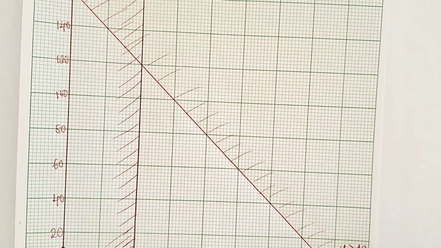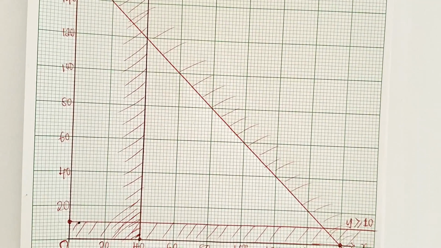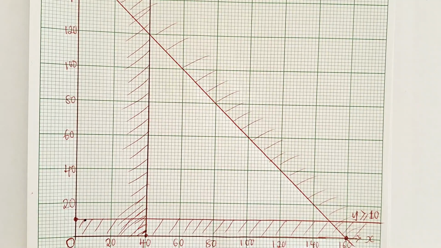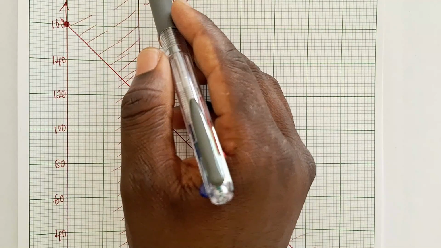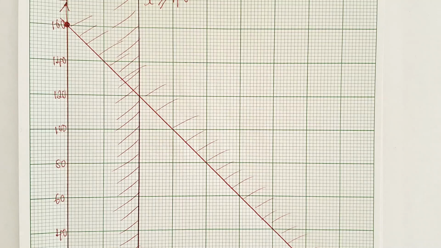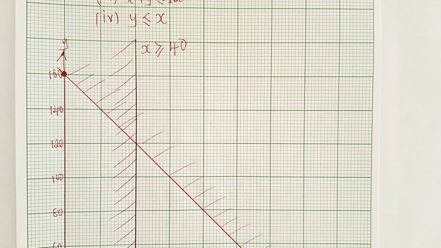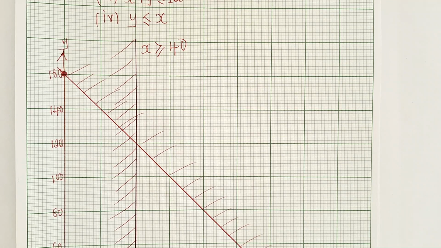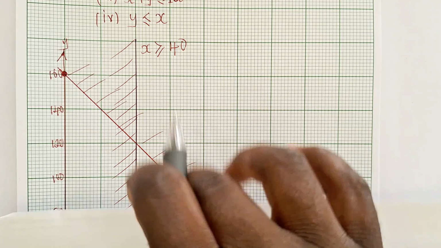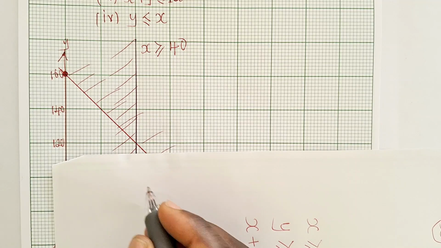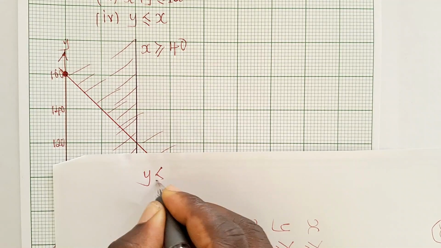Okay, so we're remaining with one more. One more here is this one. Y is less or equal to x. Y is less or equal to x. So here, you can pick any of the numbers. So you do this. So I want to know where it's passing. Y is less or equal to x.